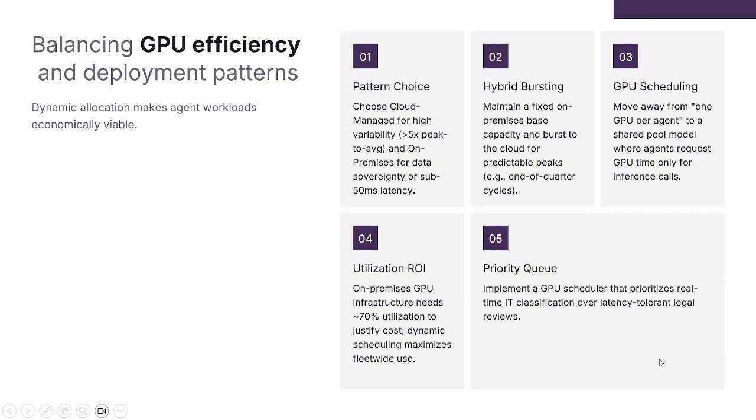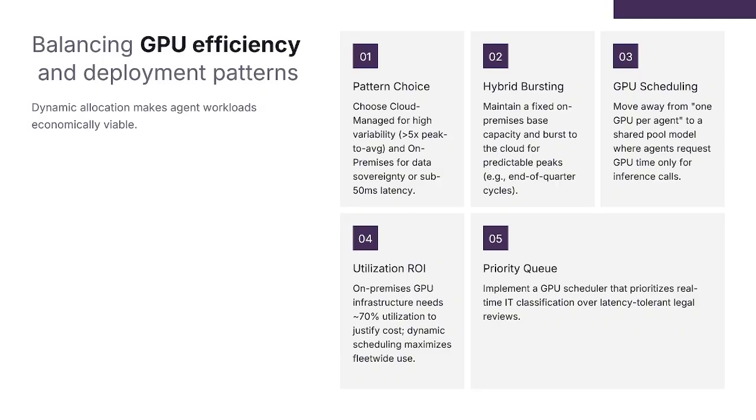So we have 6.5, where we discuss cloud-native deployment patterns. Balancing GPU efficiency and deployment pattern, dynamic allocation makes agent workload economically viable. For cloud-native deployment pattern, this depends on workload type and the type of cloud that you are using. You know, cloud is elastic, it is managed, and it has variable costs.